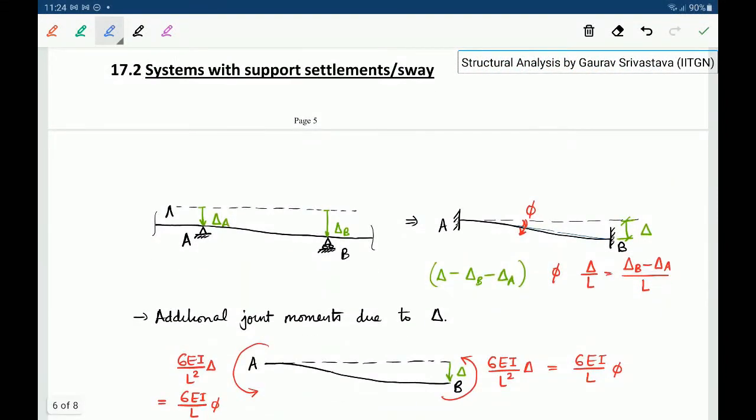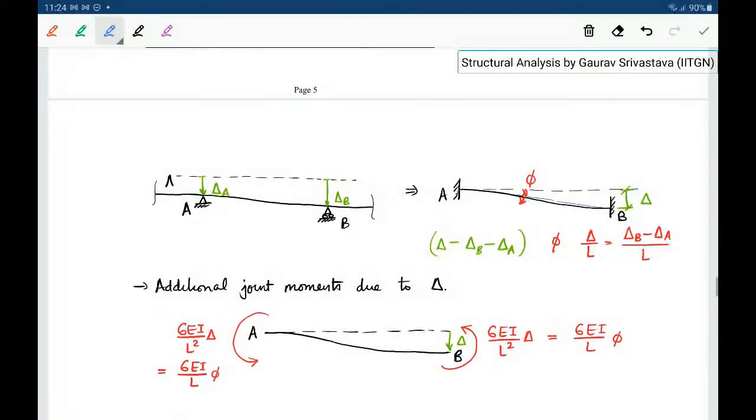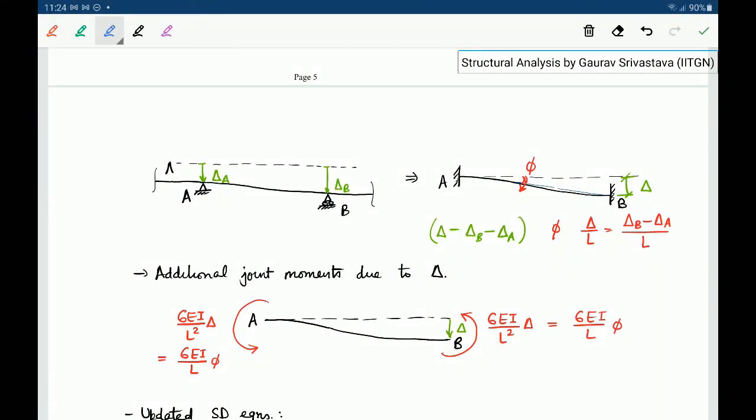Okay, so let's now consider systems with support settlements or sway, right? So again, similar to what we considered for the three moment type system.